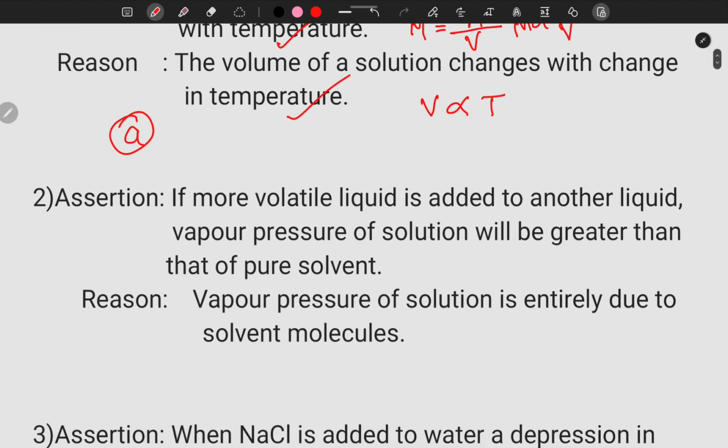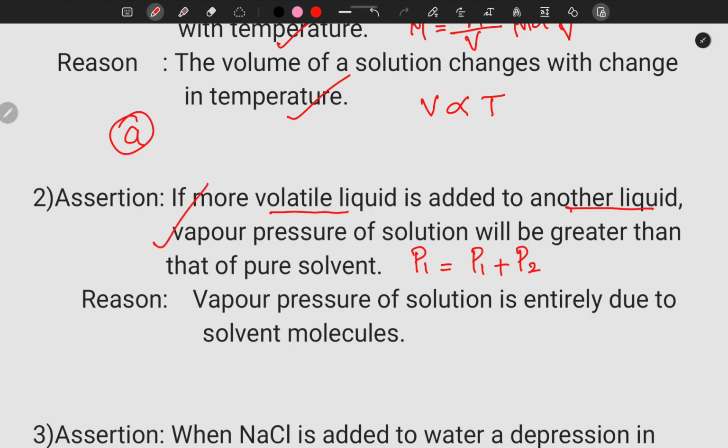Second question, assertion: if more volatile liquid is added to another liquid, vapor pressure of the solution will be greater than that of the pure solvent. Vapor pressure of the solution is the sum of the vapor pressure of the individual components, that is the solute and solvent. So when we add a volatile liquid to another liquid, of course the vapor pressure of the solution increases. It will be greater than that of the pure solvent.